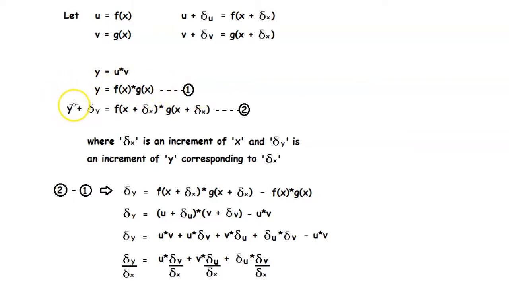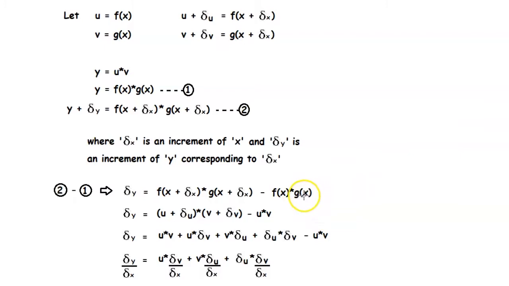Like in our previous video, we can write our second equation as y plus delta y is equal to f of x plus delta x multiplied by g of x plus delta x. Here we need to mention that delta x is an increment of x and delta y is an increment of y corresponding to delta x. Then we can subtract equation 1 from equation 2. So this will give us delta y is equal to f of x plus delta x multiplied by g of x plus delta x minus f of x multiplied by g of x.